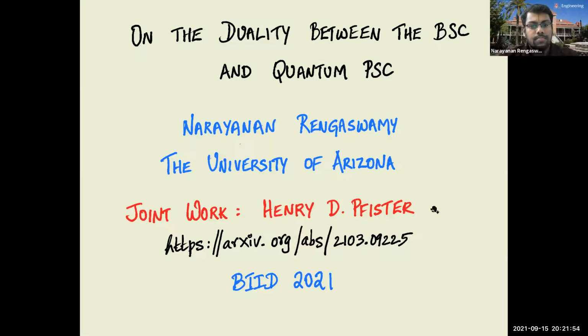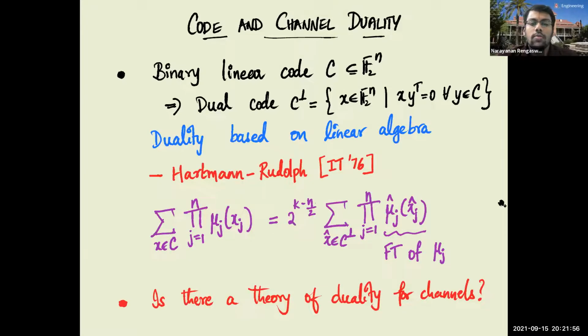Let's get started. So we are all familiar with the notion of code duality. If you have a binary linear code, which is a binary subspace of all n-bit vectors, then the dual code is just the dual subspace. And this duality is simply based on linear algebra.